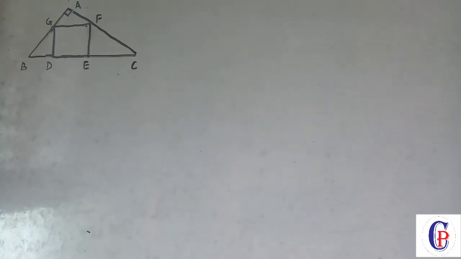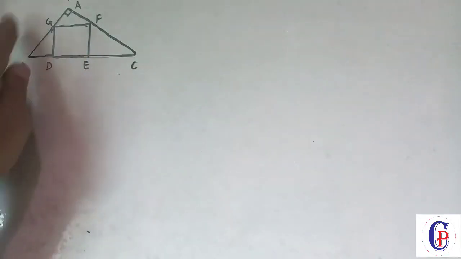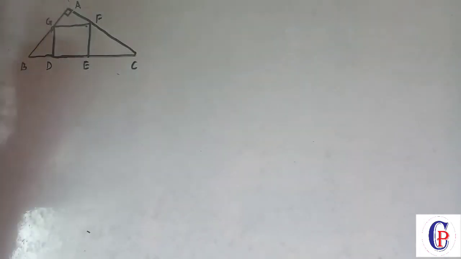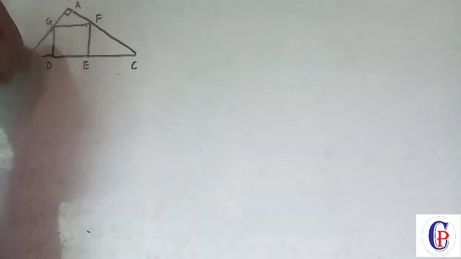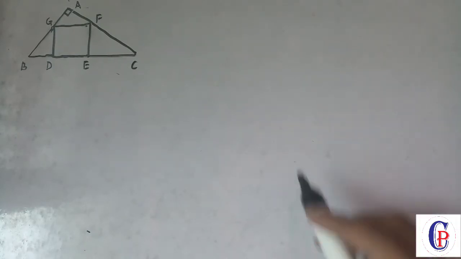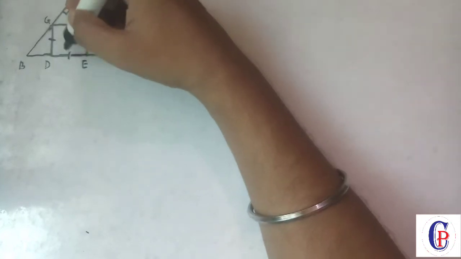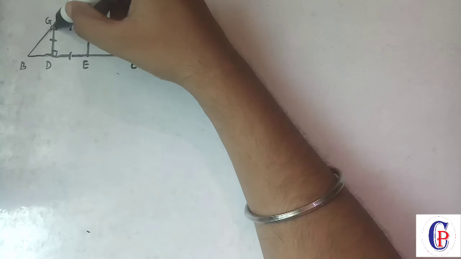So this is another sum. The diagram is very different from the questions we have solved till now. So it says that in triangle ABC, angle A is 90 degrees, and it is also given to us that DEFG, this box, is a square. This quadrilateral is a square. So immediately, as it is given that it is a square, we can say that all sides are equal, and we can also say that all the angles are 90 degrees.